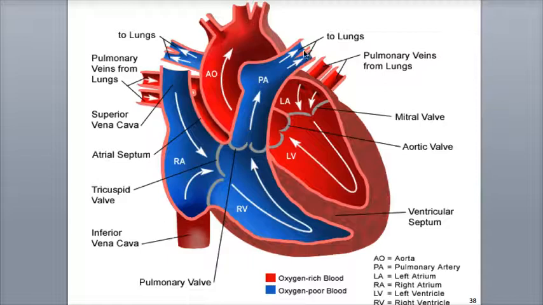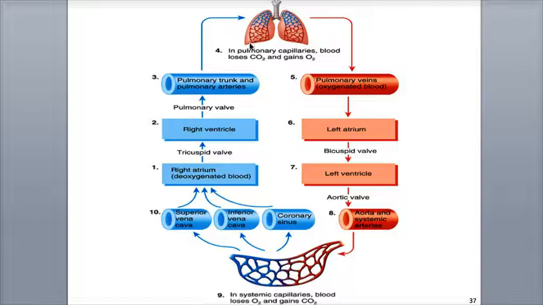The pulmonary arteries carry the deoxygenated blood to the right and left lungs, where carbon dioxide is unloaded into the alveoli and exhaled out of the body. Oxygen is picked up by the pulmonary capillaries from the air during inhalation, which is transported into the right and left pulmonary veins and delivered into the left atrium.